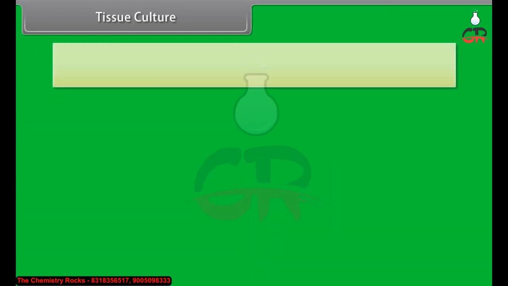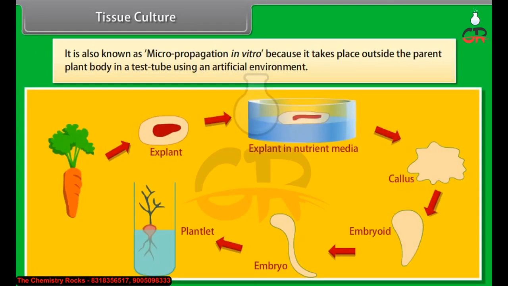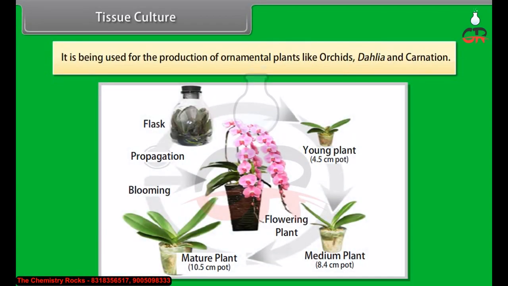It is also known as micropropagation in vitro because it takes place outside the parent plant body in a test tube using an artificial environment. It is being used for the production of ornamental plants like orchids, dahlia and carnation.